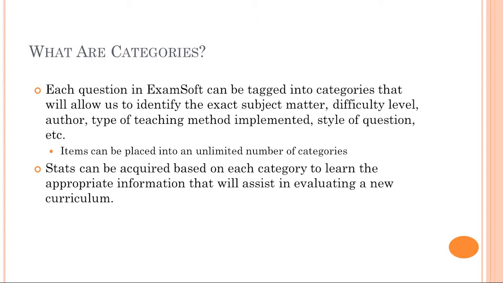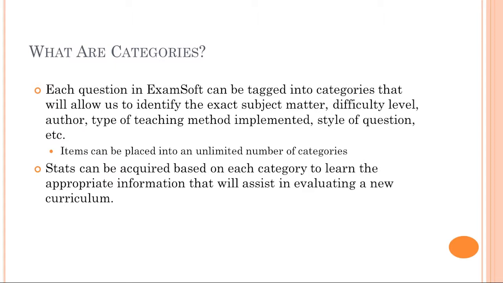On average, we probably place ours into about 6. I have a list on a later slide that we'll go through and show. But if you want to go beyond that, by all means, you definitely can. And the stats based on each category can be used to give you the information that you need to evaluate your curriculum. So if you have a specific subject area that you're trying to emphasize in your new curriculum, are you getting that point across? Are students doing well in that specific content area?